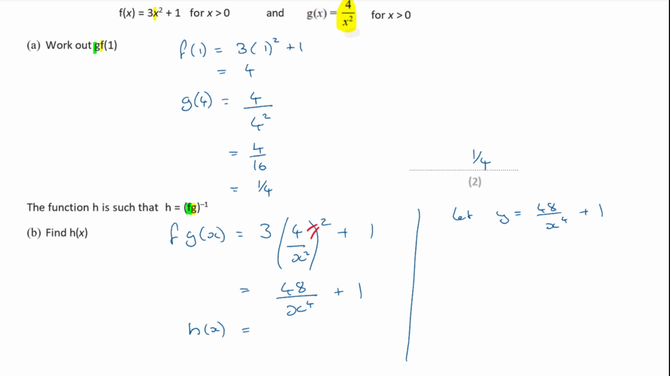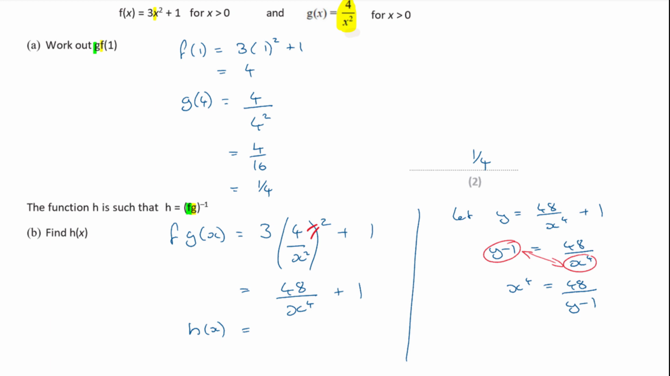So the first thing I'm going to do is subtract 1 from both sides. That's going to give me y minus 1 is equal to 48 over x to the power 4. The next thing I'm going to do is times both sides by x to the 4 and divide both sides by y minus 1, which will have the effect of switching these two around. Also, if you know about cross multiplying, you might be comfortable with just switching those around like I am. So that's x to the 4 is equal to 48 over y minus 1. Just swapping those around using cross multiplication.